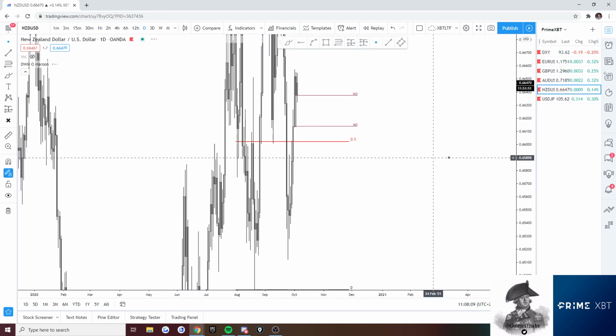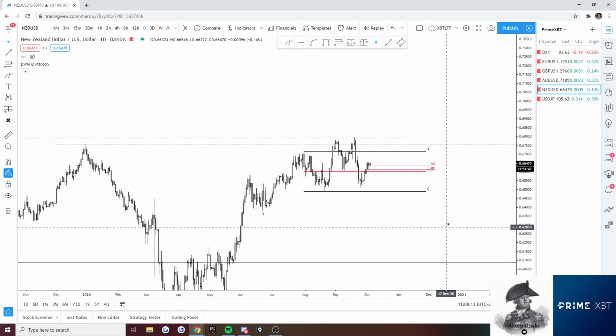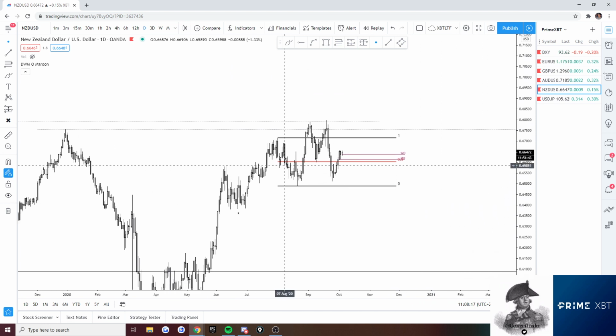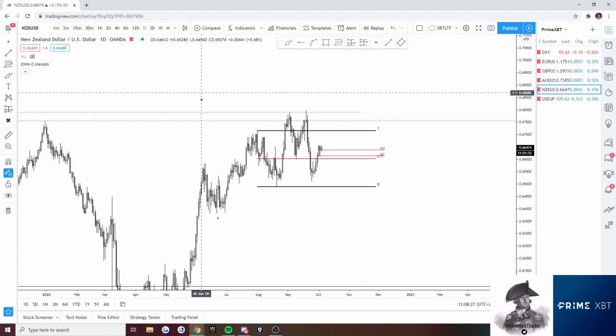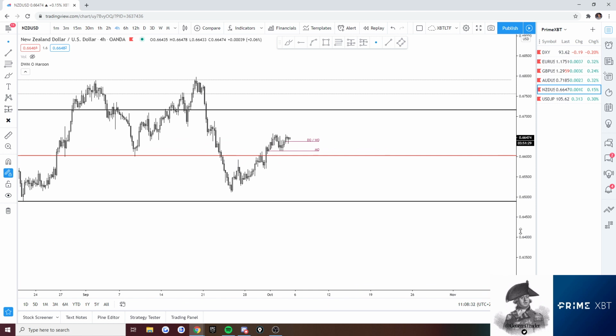The New Zealand dollar versus the US dollar, a similar plan, but it's less clean to me than the Australian dollar. Also clean daily range, mid-range, pivotal, as you can see, resistance, support. We didn't sweep the range low, okay, but yeah, broke above the mid-range, so is most likely going to trade higher from here.